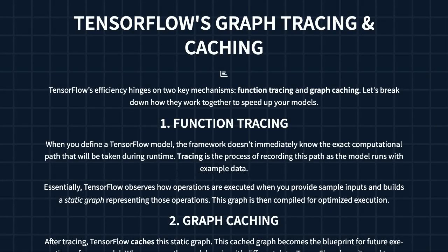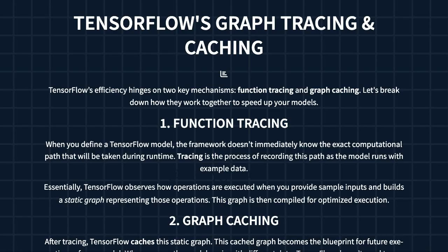Okay, let's talk about how TensorFlow makes its models run really fast. It does this through two clever systems, tracing and caching. First, when you define a model, TensorFlow doesn't know exactly how it will be used until you actually start running it with some sample data. Tracing is like watching the model as it runs. It records the exact steps involved in calculating the results. This creates a static graph that represents all those operations.